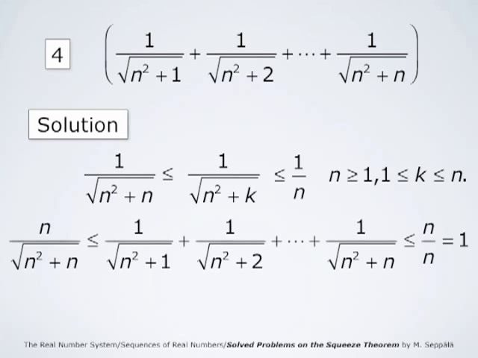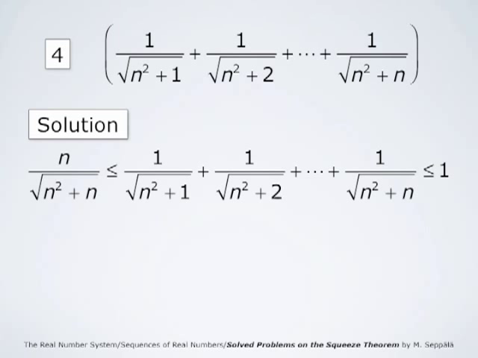We may use these estimates, and we observe that this general term, 1 divided by square root of (n squared plus 1), plus 1 divided by square root of (n squared plus 2), plus and so forth, plus 1 divided by square root of (n squared plus n), is at most n times 1 over n, which is 1, and at least n times 1 over square root of (n squared plus n). So this is now a useful estimate, and we use the squeeze theorem together with this estimate to figure out whether this sequence has a limit or not.